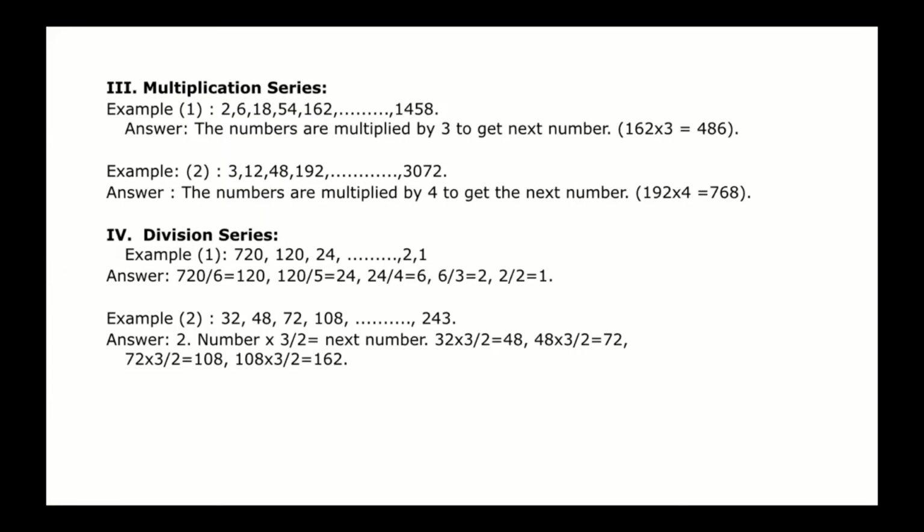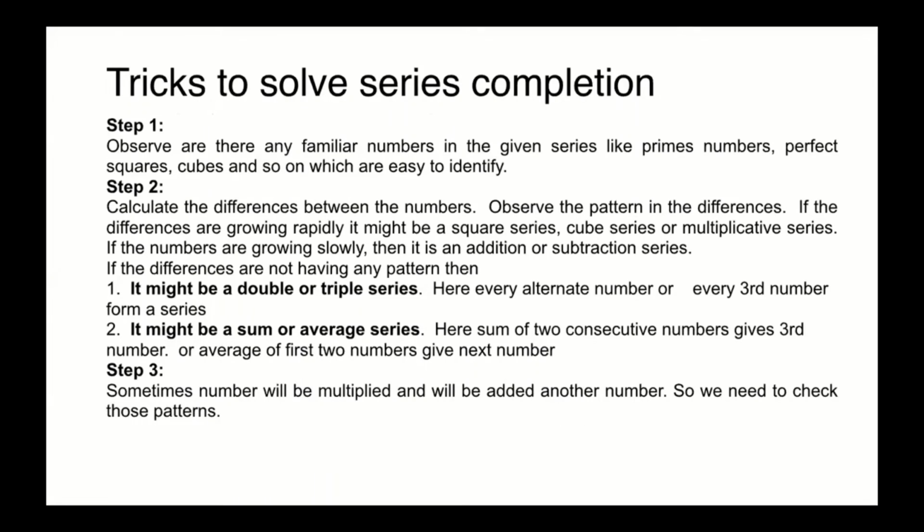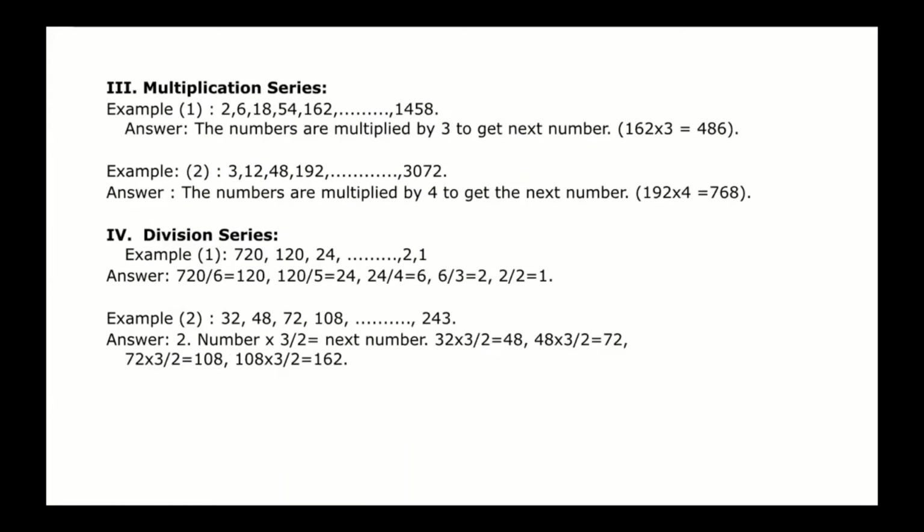Now, multiplication series. If you remember in the introduction, I told you that in multiplication series, the numbers grow rapidly. Okay. So in this multiplication series, we have 2, 6, 18, 54, 162, and so on till 1458. Okay. So now you can see that as we are going to the next term, the gap between the numbers is getting increased rapidly, right? And in this type of scenario, please try to identify whether it is a multiplication series, square series, or cube series. Like in this case, it was very easy for you.